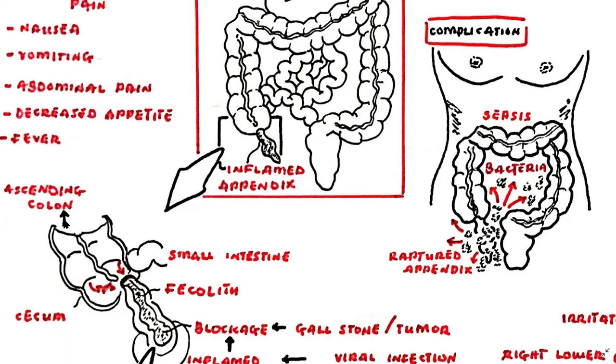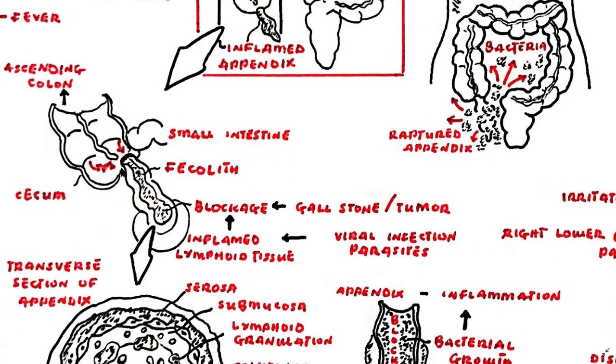Sometimes feces gets collected in the hollow portion of the appendix. This is called a fecolith. Now, this fecolith eventually becomes calcified and leads to blockage of the appendix. Inflamed lymphoid tissues from viral infection, parasites, as well as gallstones or tumors may also cause the blockage.